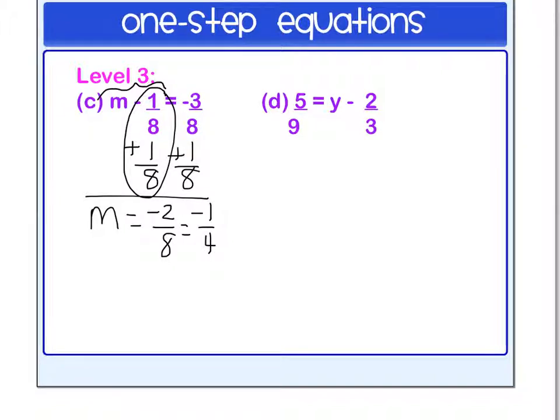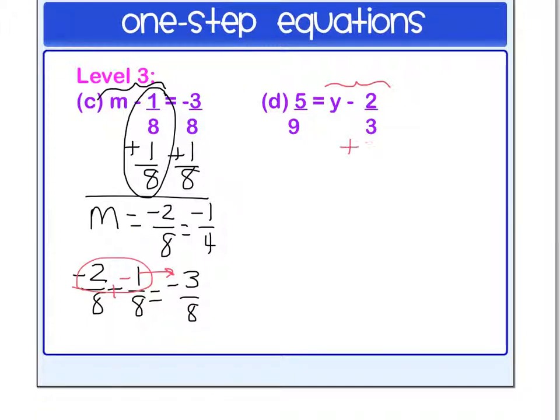If I plugged that in, I'm going to use the negative 2/8. Negative 2/8 minus 1/8 is equal to negative 3/8. You'll notice because we keep it, change it, flip it, and then that gives us our negative 3. For problem D, we're going to go ahead and get our y by itself by creating the opposite. The opposite of a minus 2/3 is plus 2/3, so I'm going to add 2/3 to both sides.